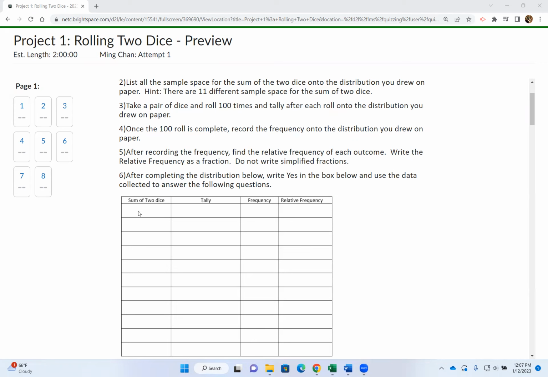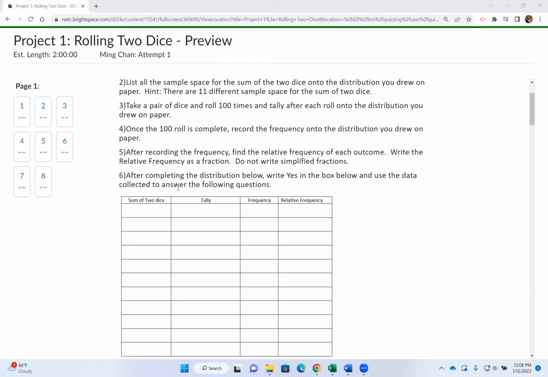So if you only roll a sum of 2 5 times out of the 100 rolls, then your frequency will be 5. Your relative frequency should be 5 out of 100. So make sure you write it down on this table you drew. So once the 100 rolls are complete, record the frequency. And then after the frequency, you will find the relative frequency. Do not simplify your fractions. So if you roll 5 for the sum of 2, then your relative frequency will be 5 out of 100. Don't simplify your answer. Okay.